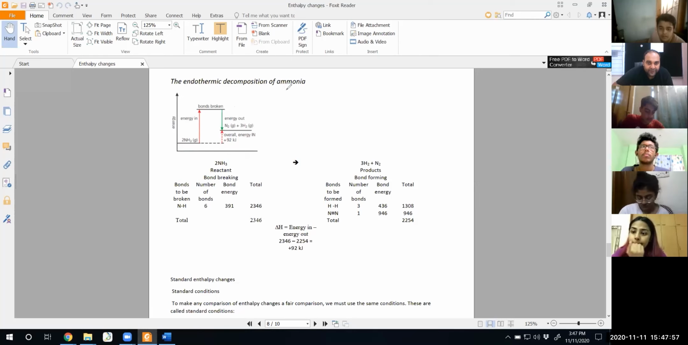And this is for an endothermic reaction. In an endothermic reaction, we can see that the energy needed to break the bonds is greater than the energy released during bond formation. So our overall value is positive, which shows that it's an endothermic reaction. Any questions?